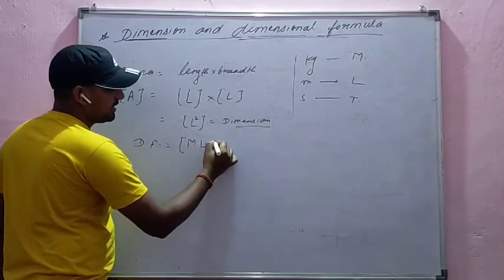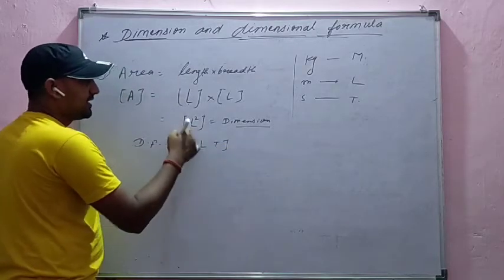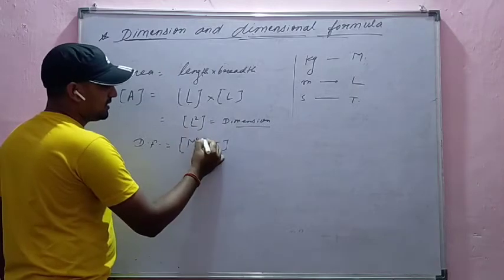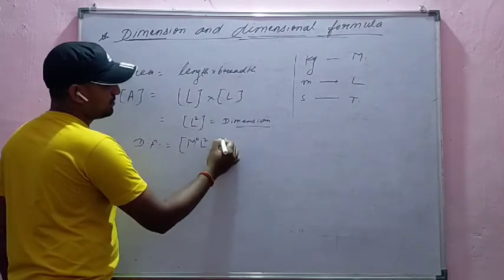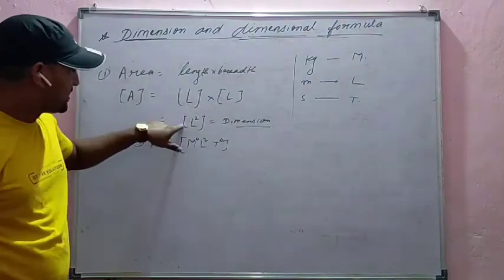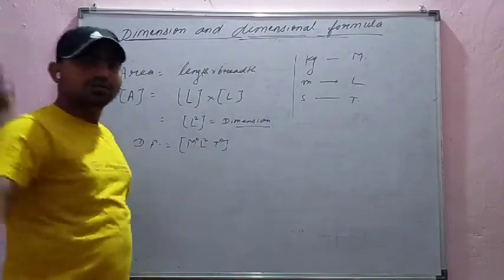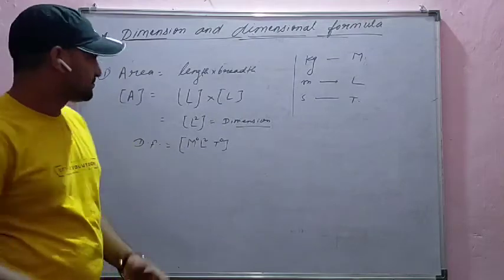M, L, T. Check here. Is M present or not? Not present, then 0. L is what? L square. T is not there, so 0. Write the quantity that is present, and in the power, what is not present will be 0.